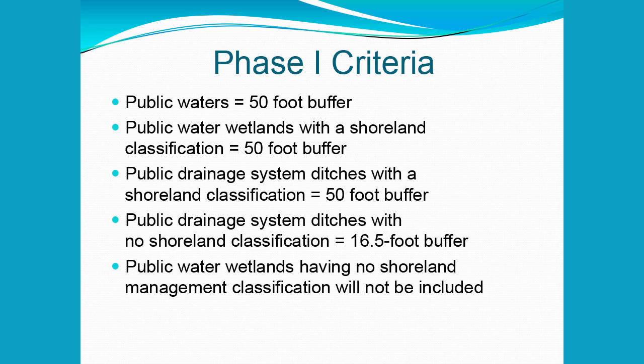For public drainage system ditches that have no shoreline classification, we're going to use the 16.5-foot buffer. For those of you who are familiar with our public waters inventory maps, these are typically shown as the dark dashed lines on the public waters map. Our intention is that those would remain with the 16.5-foot buffer. And for purposes of this legislation, although it's controversial to some, the public water wetlands, having no shoreline classification, we would not intend to show them on this map at this point.